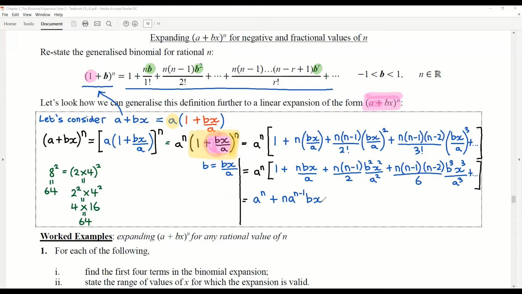Okay, I hope that's okay. Just draw your attention to what I've done there. So we have a to the power n, and we have an a to the power 1 in the denominator. So that gives us a to the power n subtract 1. All right, let's continue.